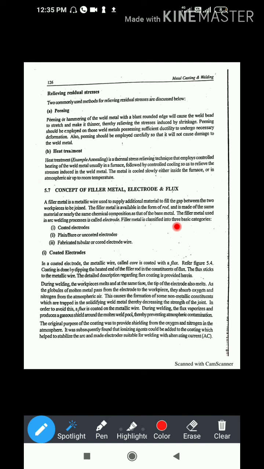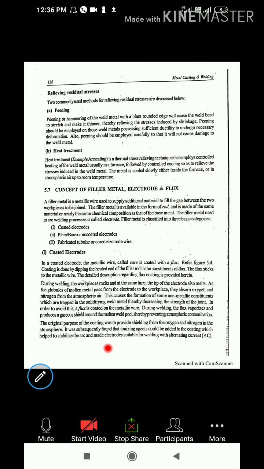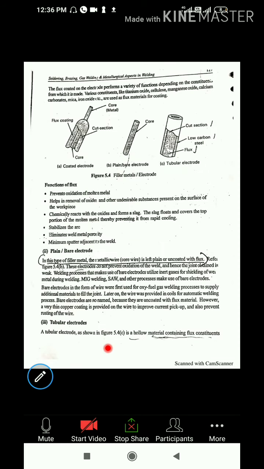The first one is the coated electrode. Then the second one you can see over here, the plain, bare or uncoated electrode, which is not coated. Coated means flux has been coated. And the third one is the fabricated tubular or cored electrodes. So we'll see the diagram and I will show you how the electrodes look.